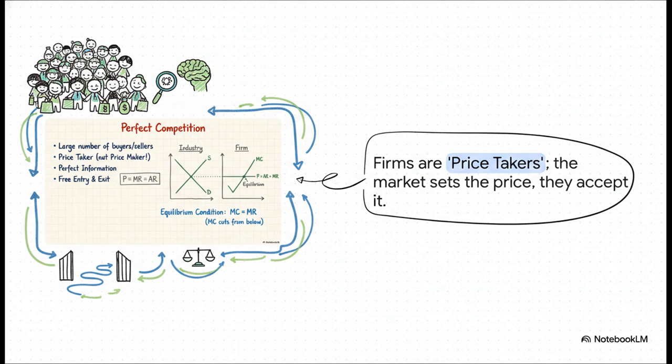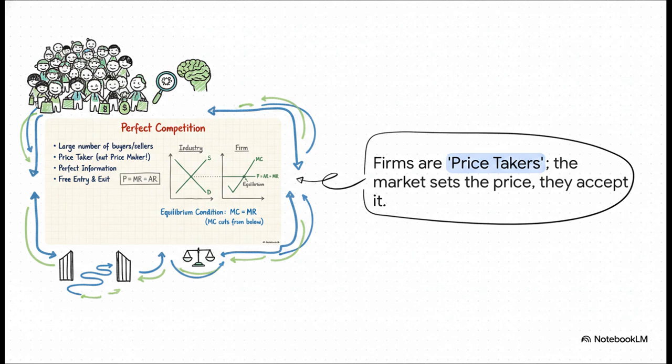1, a ton of buyers and sellers. 2, everybody knows everything, perfect information. And 3 and 4, companies can jump into or out of the market whenever they want, no barriers. And when you mix all that together, no single company gets to decide the price. They are all price takers. They just have to accept the market price.